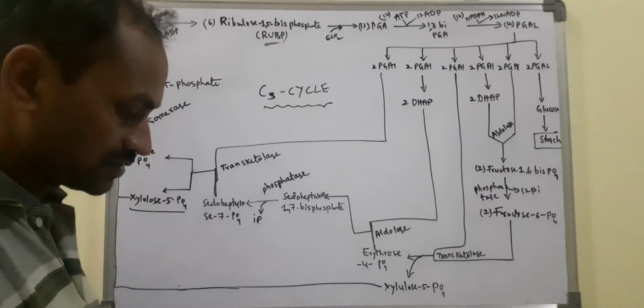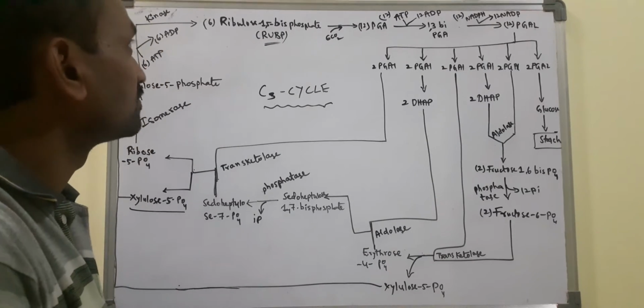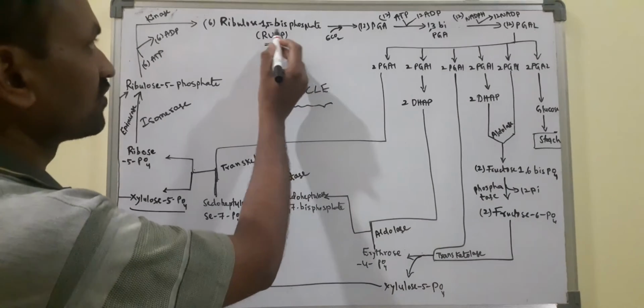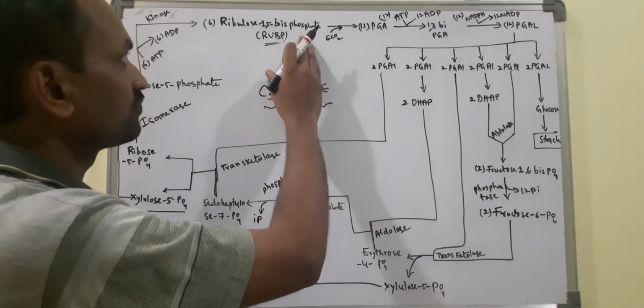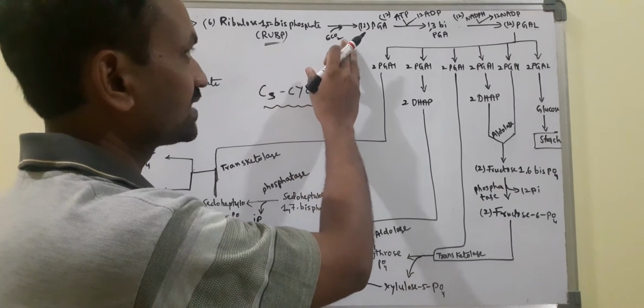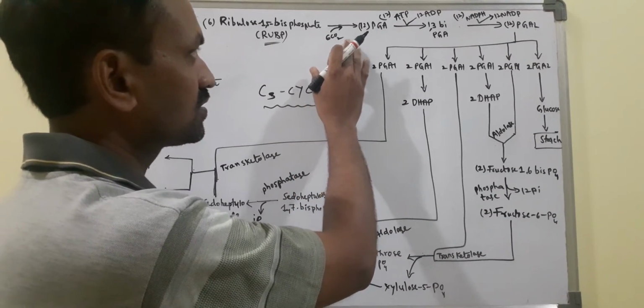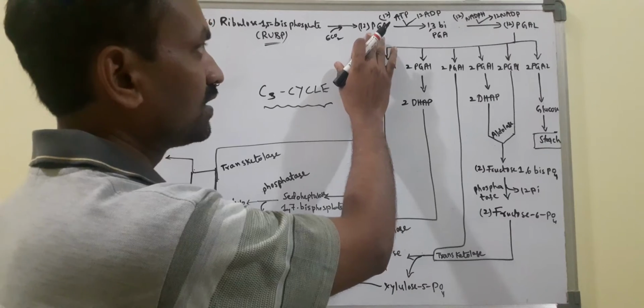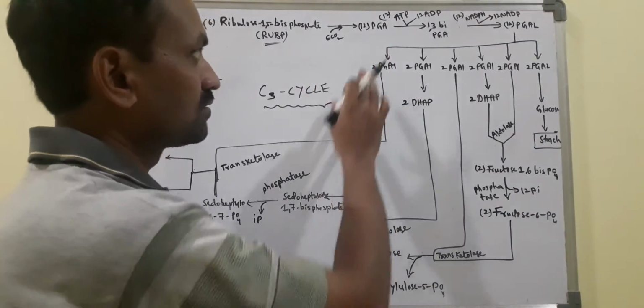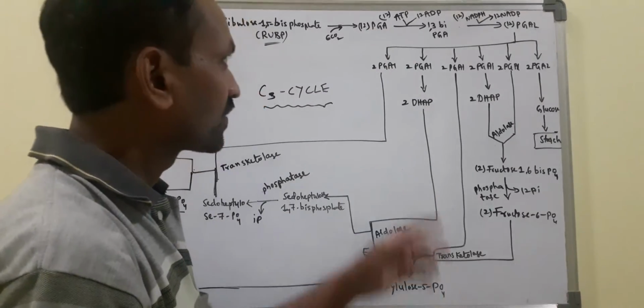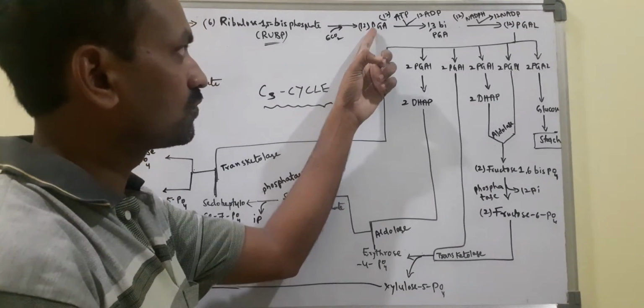Here, the C3 cycle starts with ribulose 1,5 bisphosphate. This is the starting material, and ribulose 1,5 bisphosphate accepts 6 carbon dioxide molecules and forms 12 3-carbon compounds, that is phosphoglyceric acid.